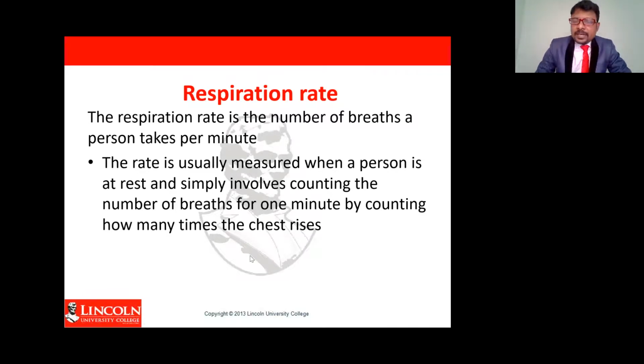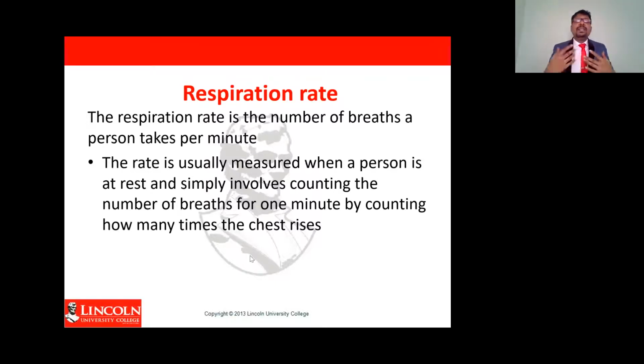So coming to the respiratory rate. Respiratory rate is the number of breaths a person takes per minute. So how many breaths per minute we are taking, that number is called the respiratory rate. The rate is usually measured when the person is at rest and simply involves counting the number of breaths per minute by counting how many times the chest rises.